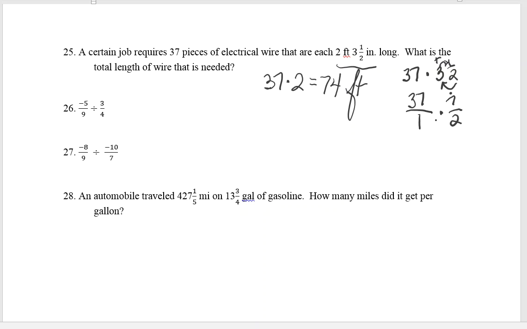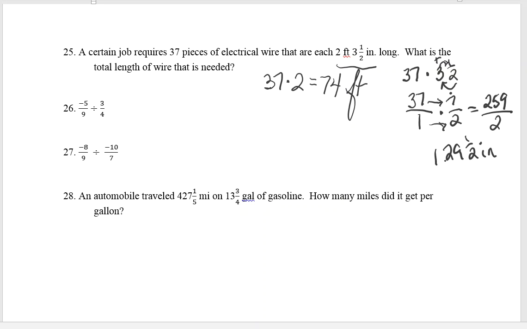So now we have a fraction times a fraction. So we're going to do top times top, bottom times bottom. 37 times 7 is 259. 1 times 2 is 2. I don't want to leave it in this form because it's not very helpful. So we're actually going to divide 2 into 259. And I have 129 1/2 inches.